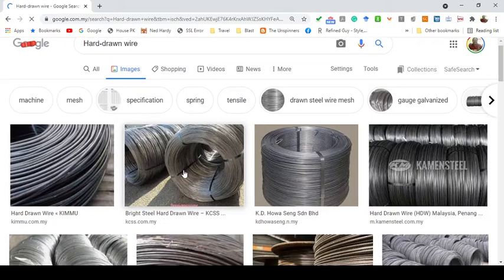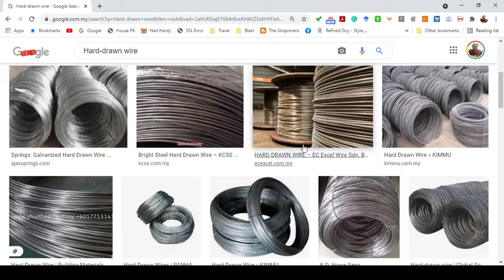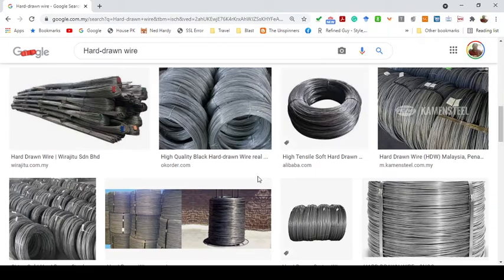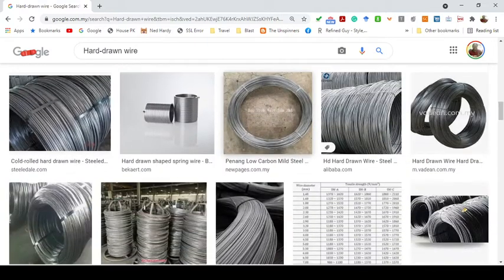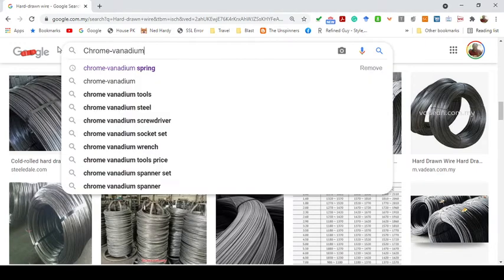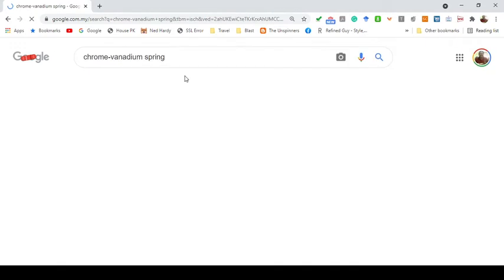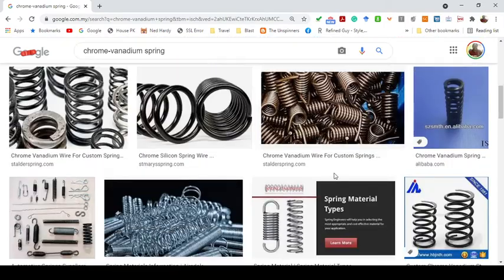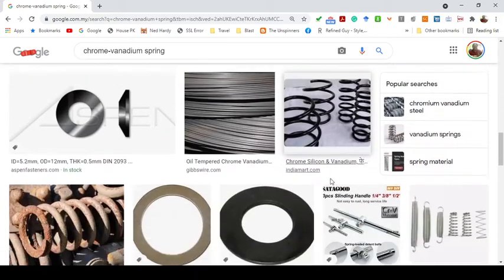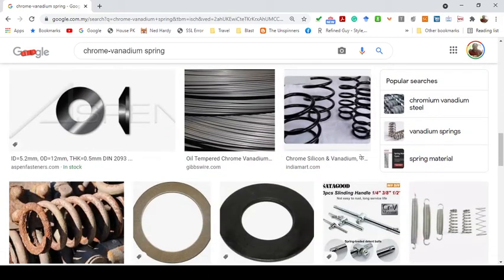Hard drawn wire looks like this. It uses the extrusion process and drawing. Then the chrome vanadium spring looks like this, and lastly the chrome silicon spring.